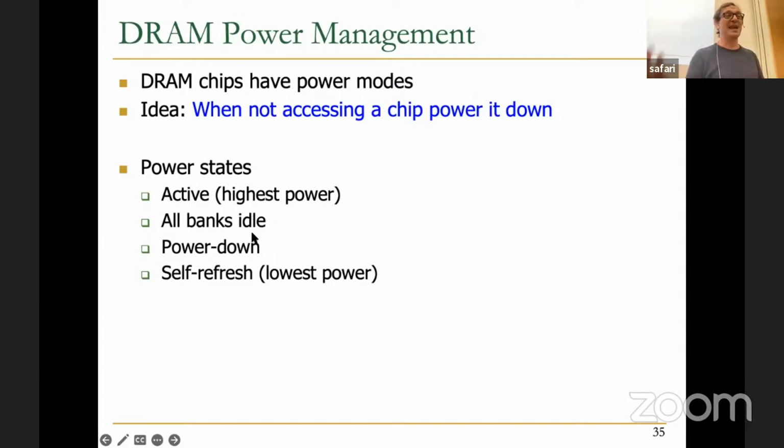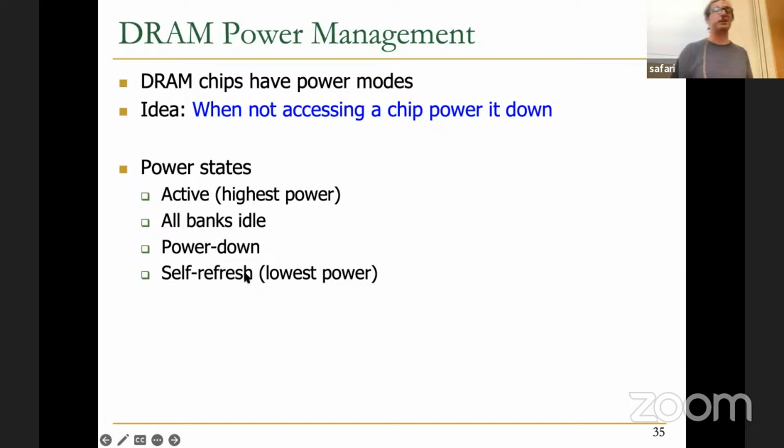Idling a particular bank could be one, assuming your chip supports it, meaning you close the row and it's idle. Maybe you do some power management in the bank. All banks idle. That also closes all of the rows, and maybe it actually has some power management. It reduces the power supply, etc. It could reduce the voltage, etc. Right? And then there's a power down state, and then there's self-refresh, which is the lowest power.